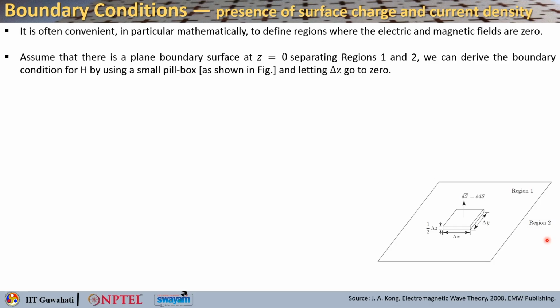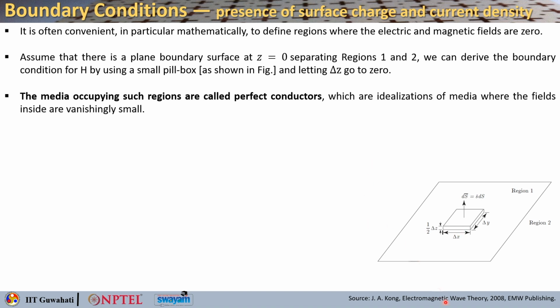We can derive the boundary condition for the magnetic field H by placing a small pillbox, which has a width of delta x, a length of delta y, and a height of delta z. You can see half of delta z is on the region 1 side, and the other half is below, in region 2. The media occupying these regions are called perfect conductors, which are an idealization of media where the field inside is very small or vanishingly small.